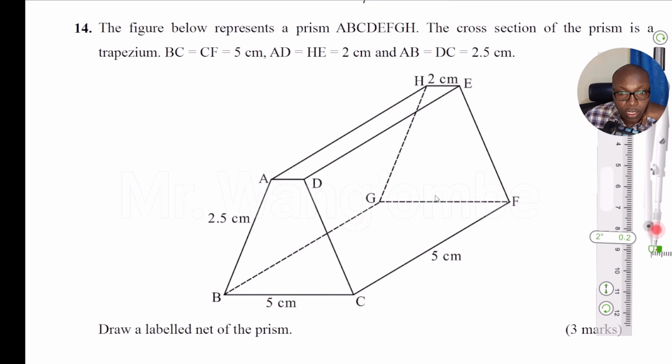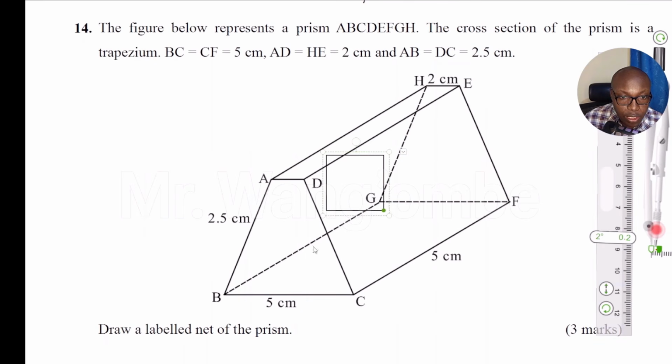So for you to draw the net, remember you have to draw it accurately. All the measurements are supposed to be drawn as they are, and all the vertices are supposed to be labeled. Drawing the net from this prism means you want to open up this prism so that you can have a plane figure. So we'll go face by face. Look at the base, BCGF. The base is a square of 5 by 5 centimeters. So we start by extracting the base.